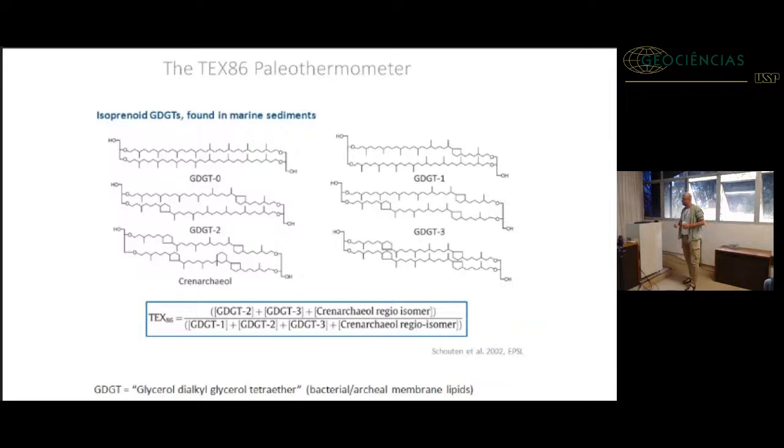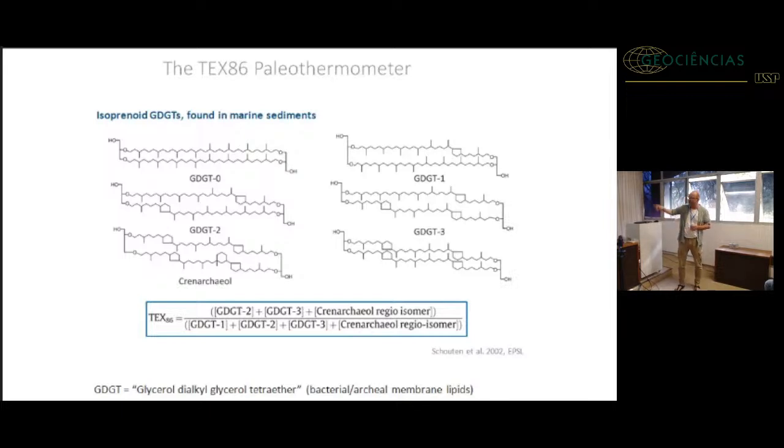And what Stefan Schouten did initially in 2002, he realized that the composition of these different GDGTs in these membranes, because they are membrane lipids. Sorry, I didn't tell you that. So they are compounds in the cell membranes of these archaea. And these archaea change their composition of these different GDGTs with temperature. That's simple because it has a physiological function for these bacteria, and they try to optimize the composition of their membranes essentially by changing whatever that composition is.